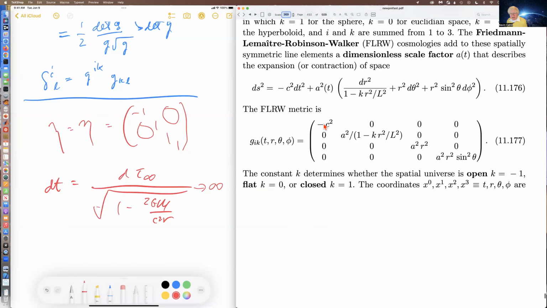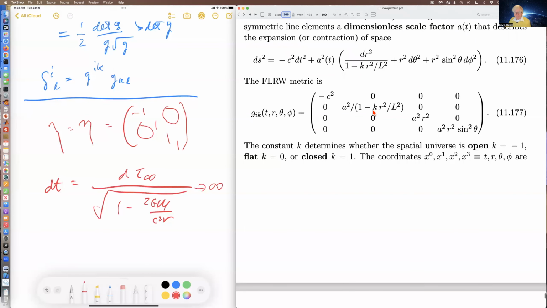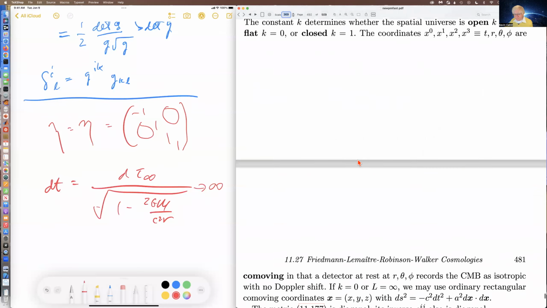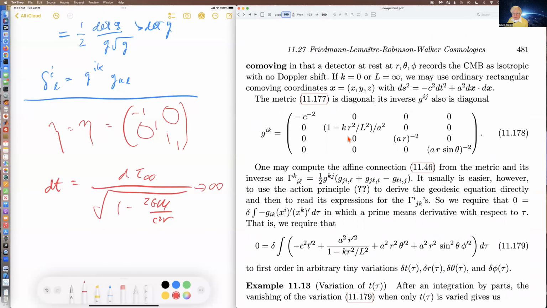It's diagonal, and time is treated in the most simple way possible, and then this is a maximally symmetric 3-space. And as I said earlier, we've not seen any curvature in astronomical observation, so we can set k equal to 0, but of course we shouldn't, because future observations may show us that the universe is either open, k equal to -1, or closed, k equal to 1. The inverse metric, of course, is also diagonal, and it has a very simple, obvious form.